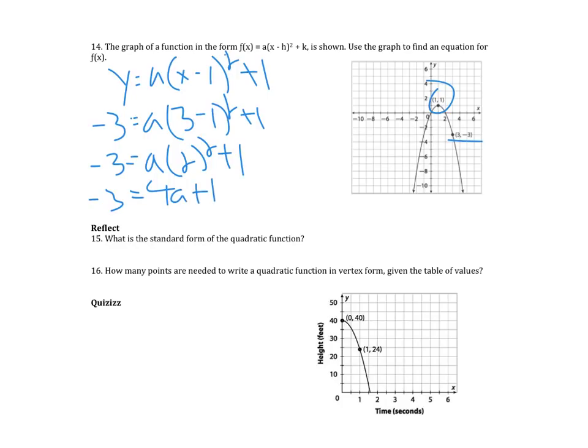Now we're just solving. Subtract that 1. And 4a equals -4. Divide by 4. And a equals -1.